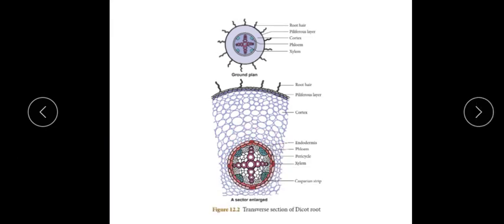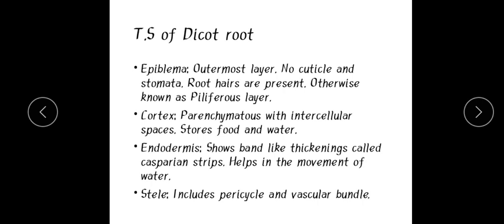4 bundles of xylem alternating with 4 bundles of phloem. Such an arrangement is called as radial arrangement. Since 4 bundles are there, we give the term tetrarch. And you can see the protoxylem is facing the periphery and metaxylem is facing the center. Such an arrangement is called, what is that arrangement called? Exarch. Okay, here in this diagram you don't have the pith at all, so we just give the word as pith is absent.